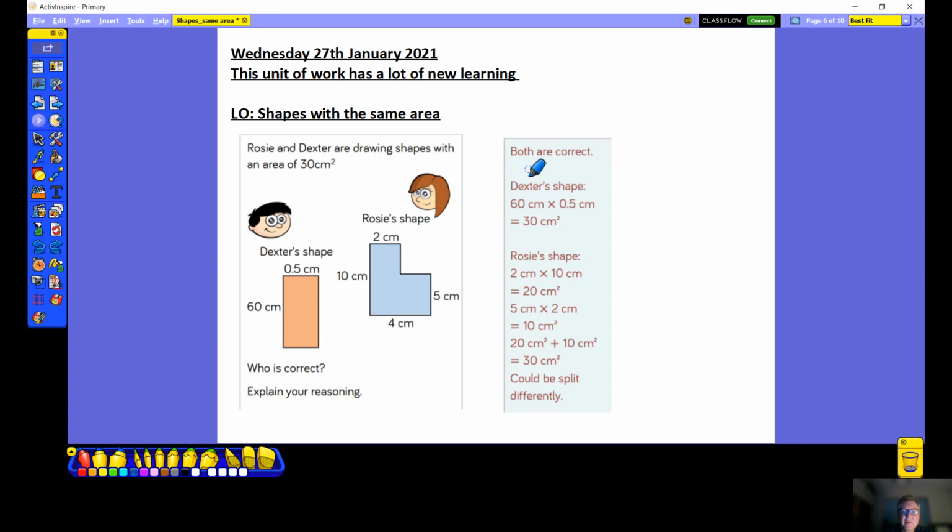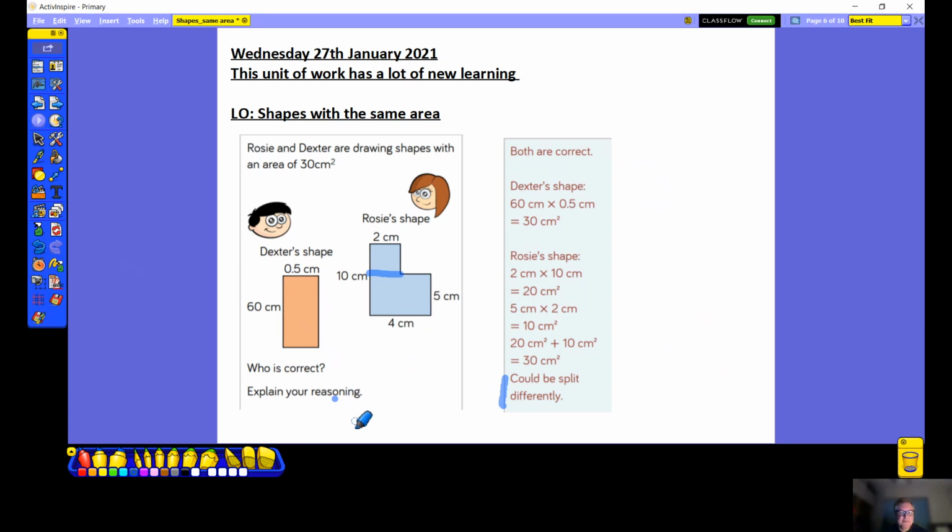So there we go. Both are correct. And here's some reasoning here. So pause the video, have a look, particularly at this one. So a half times 60, that should be very easy for you. This one, however, because it's the area, somehow you want to split it, but it could be split in different ways. So I've just happened to have done it across that way. It could easily have been done that way.